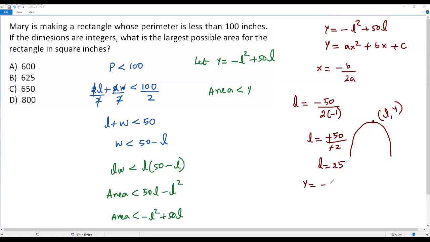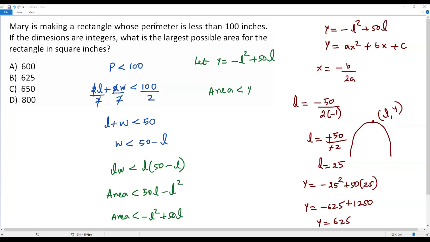Okay, now let me do it. Negative 25² + 50 times 25. So y equals negative 625 when I evaluate this, and when I multiply 50 and 25, I'm getting 1250. So then I'm getting y equals 625 when I combine negative 625 and positive 1250. So this is the y coordinate of the vertex of the parabola, and also this 625 is the maximum value of y.